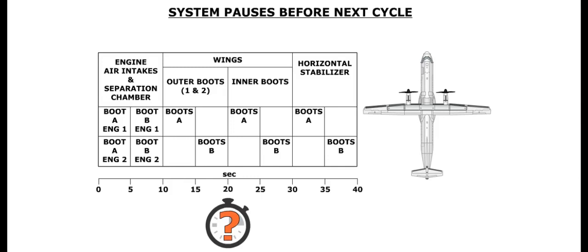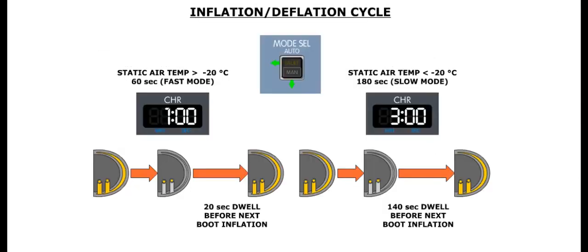After the last set of boots have inflated and deflated on the horizontal stabilizer, the system will pause for a certain period of time before repeating the cycle. When the Mode Select Auto push button is in the auto position, the boots will be inflated and deflated in a 60 or 180 second cycle, depending on the temperature.